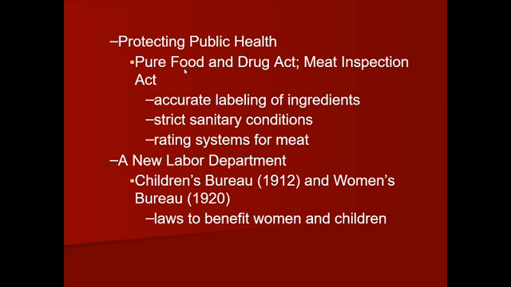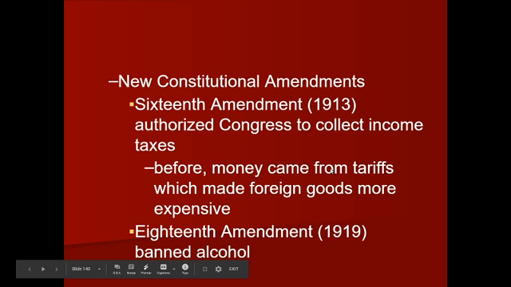We also see things like the Pure Food and Drug Act and the Meat Inspection Act to make sure that what is inside of food is accurate and safe. There's a famous book called The Jungle by Upton Sinclair, which talked about just how gross the stuff that was going into meat was, etc. And so this is to try to do things like create nutrition facts and make sure that food is safe. Okay, we get the Children's Bureau, the Women's Bureau that are passing laws to help women and children.